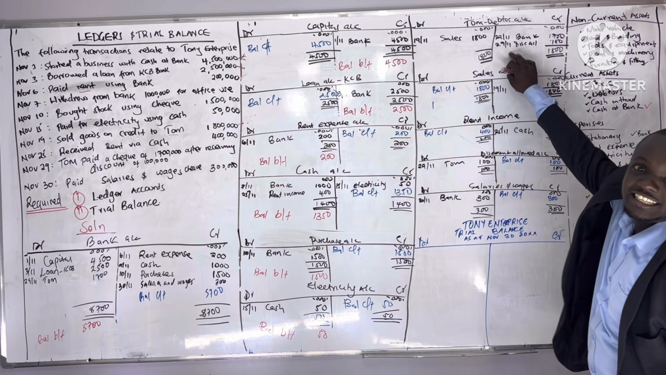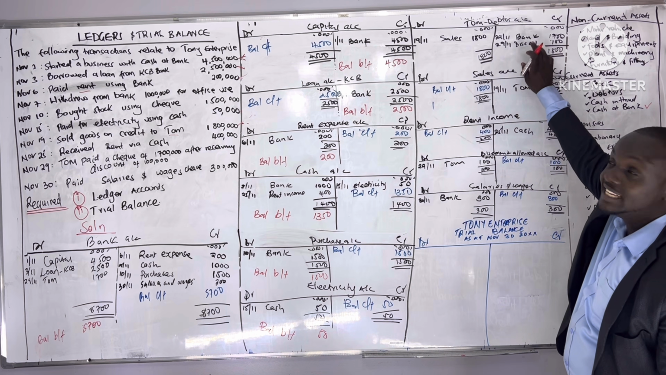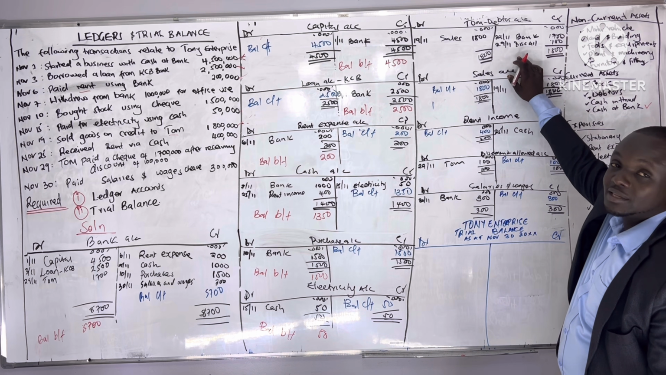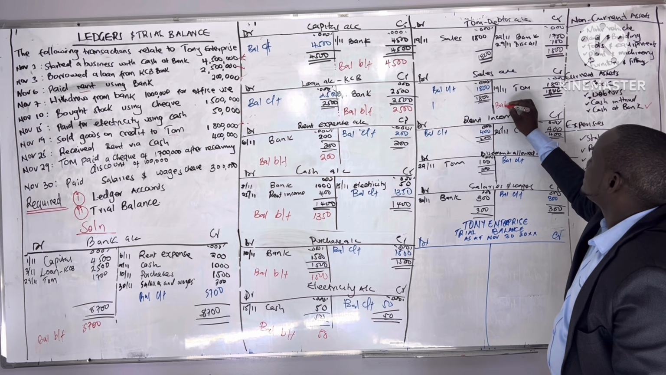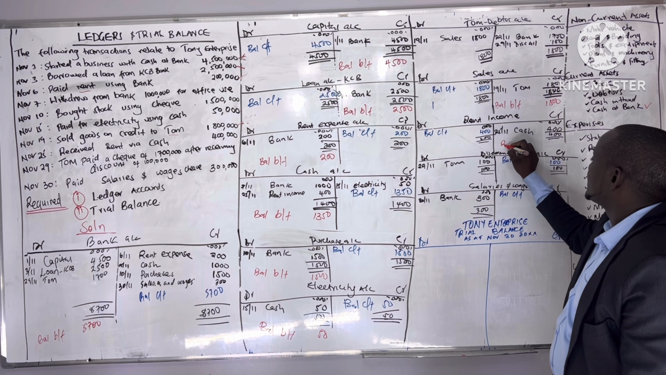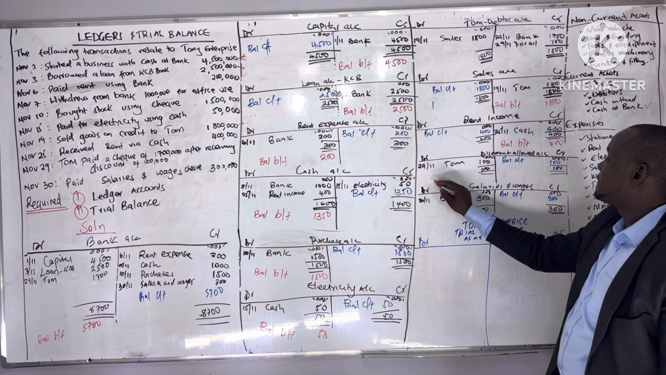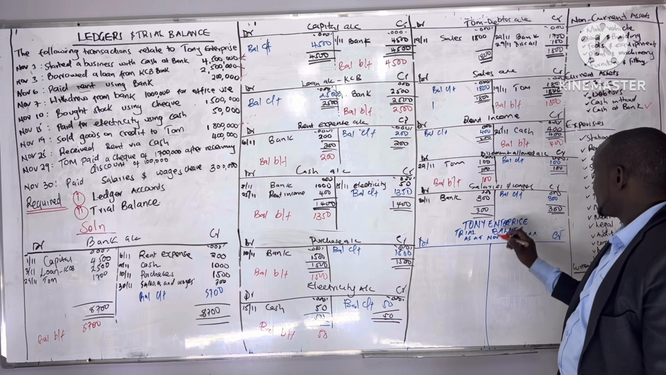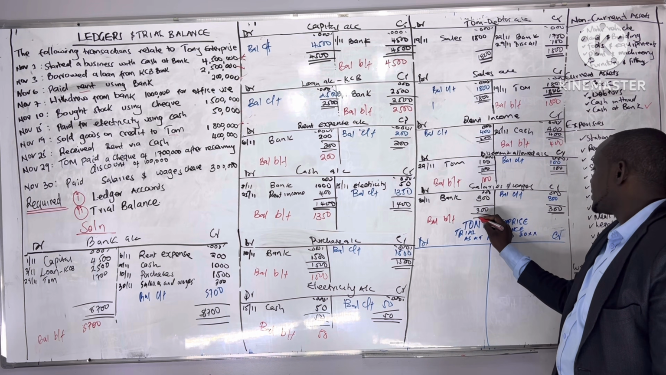Now, this one doesn't have a balance brought forward. It does not appear in the trial balance. We only record those that have balances brought forward. So we have balance brought forward, 1,800. Balance brought forward, 400. Balance brought forward, 100. Balance brought forward, 300.